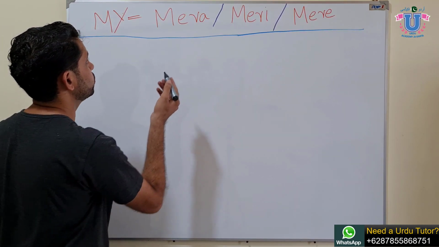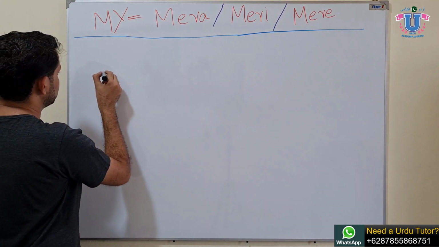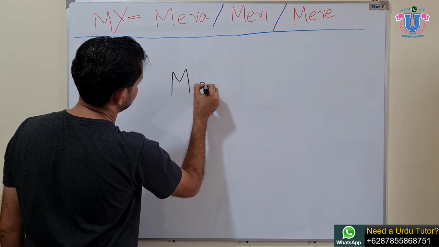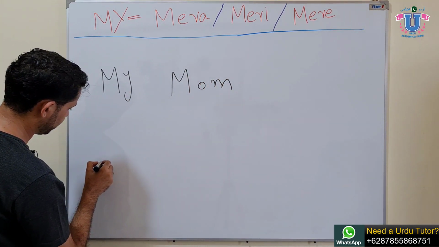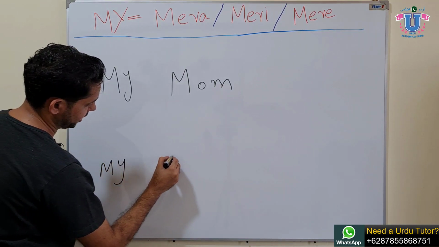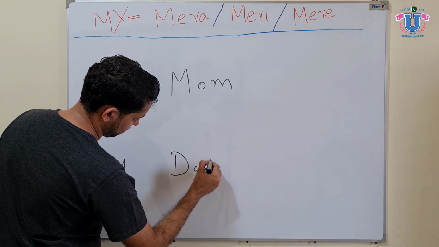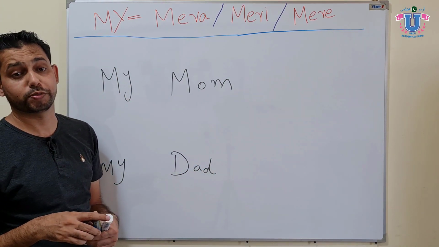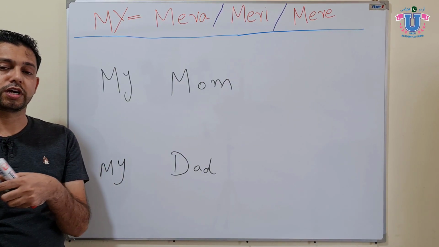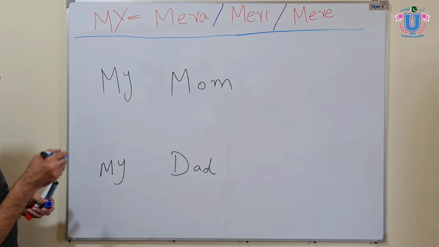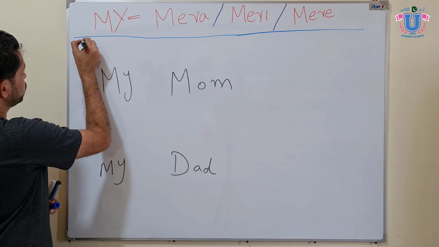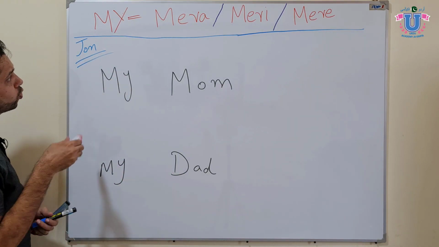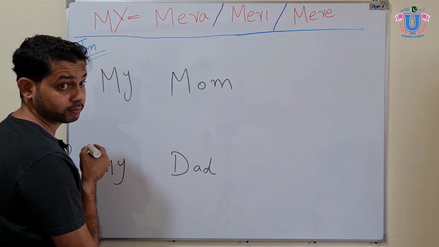Let's see some examples of using mera, meri, or mere. So for example, here we have an example, my mom, and then we can see the second example, my dad. Okay, here we go. Now I will tell you the most common mistake people always make, especially Pakistanis who live abroad. They always make this mistake. Okay, now for example, a boy's name is John. John is talking here.